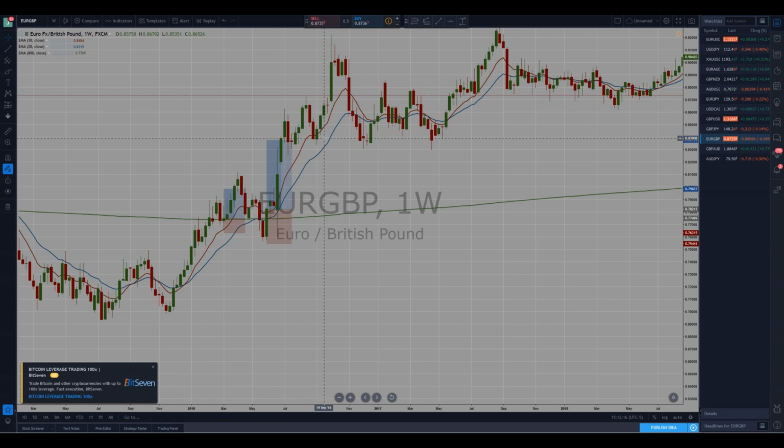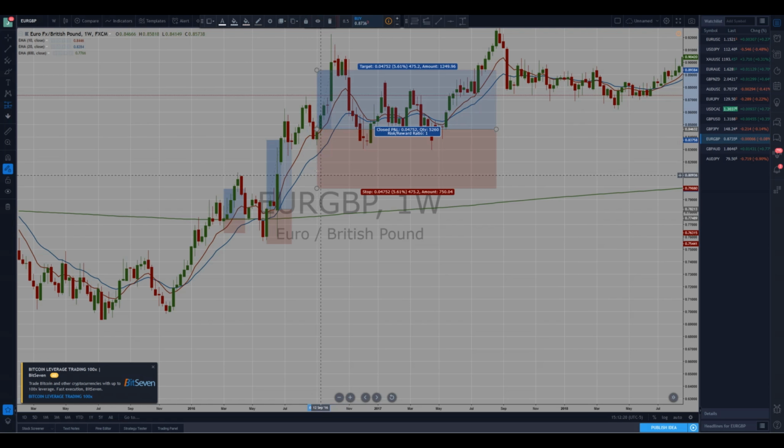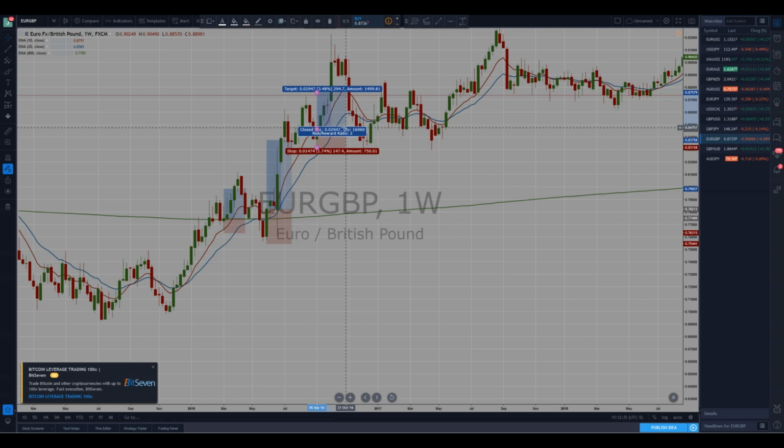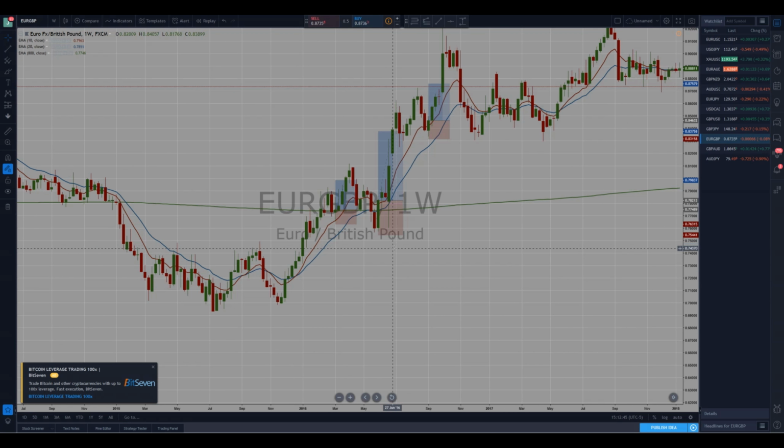The next entry is going to be this bullish candlestick right here. Also going bullish. Same thing, set our stop loss below the wick, set our take profit 2 to 1. Just like that. Alright, so we're good there. Gotta keep going backwards, keep going backwards.